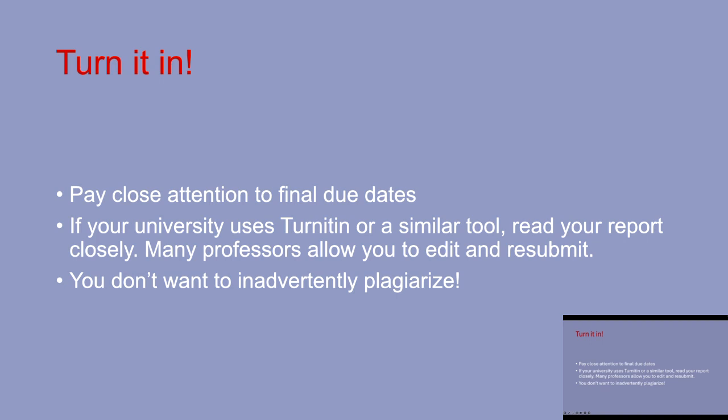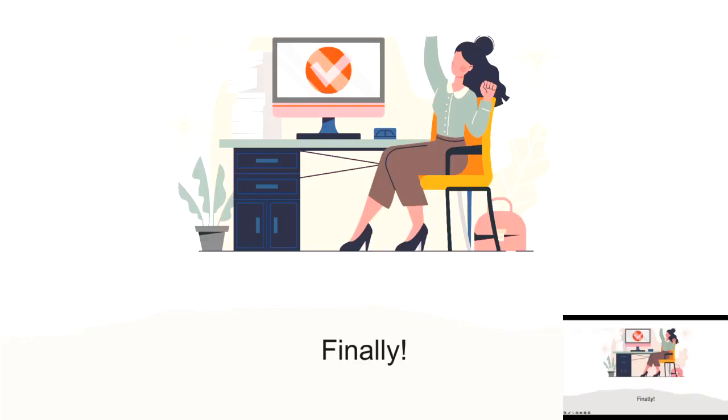If your school uses Turnitin or a similar plagiarism detection tool, read your report closely. Just because you get a green doesn't mean that you may not have inadvertently plagiarized. Look at all the things they highlight to make sure that you don't have too many words in a row, and pay attention to it. I, as well as many of my colleagues, really will only read the final submission that a student makes. And so use that Turnitin tool to your advantage. And then finally, submit your paper.